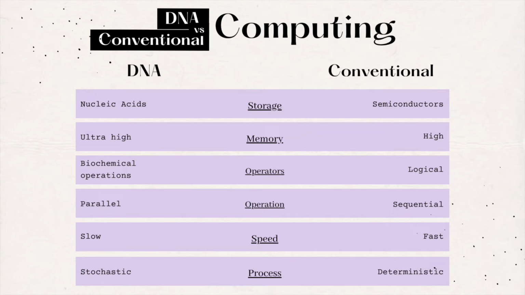Conventional computers have logical operators, that is OR, AND, XOR, XNOR, NOR logical operators. Whereas DNA computers use very clever techniques to mirror these operations using biochemicals. These are known as biochemical operators.